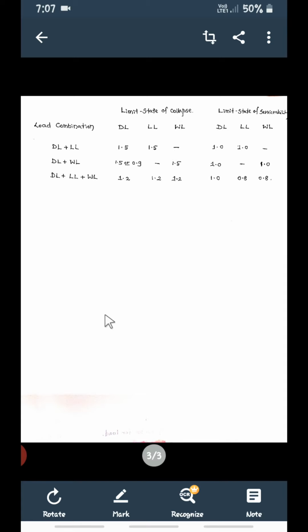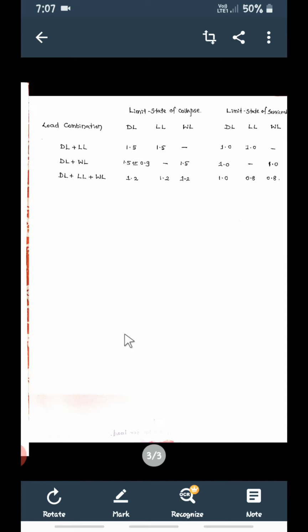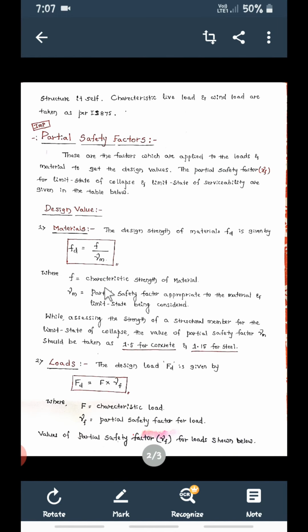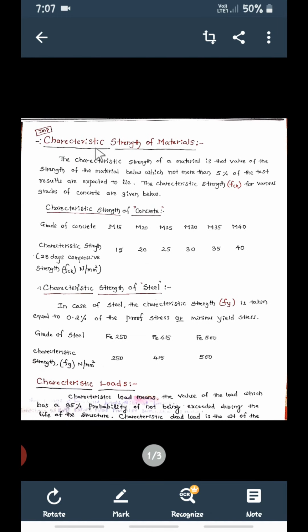So this is today's session. Understand the importance of these two criteria, that is characteristic strength and design strength. If you have any doubt, feel free to ask. In the next session we'll come up with another interesting topic.